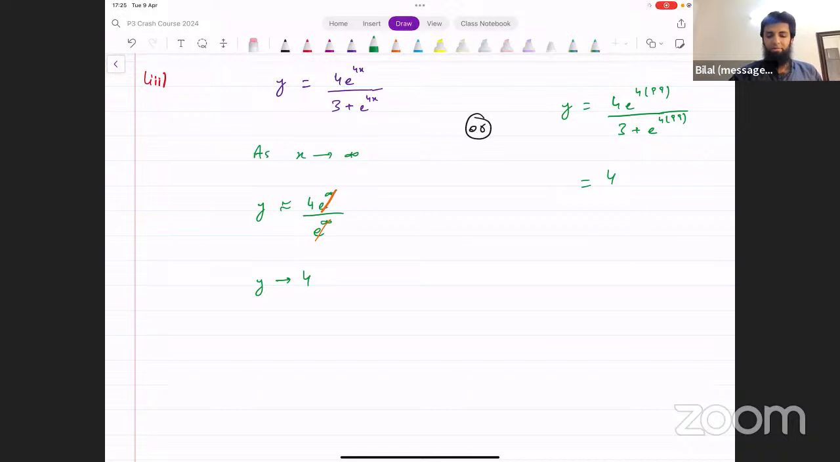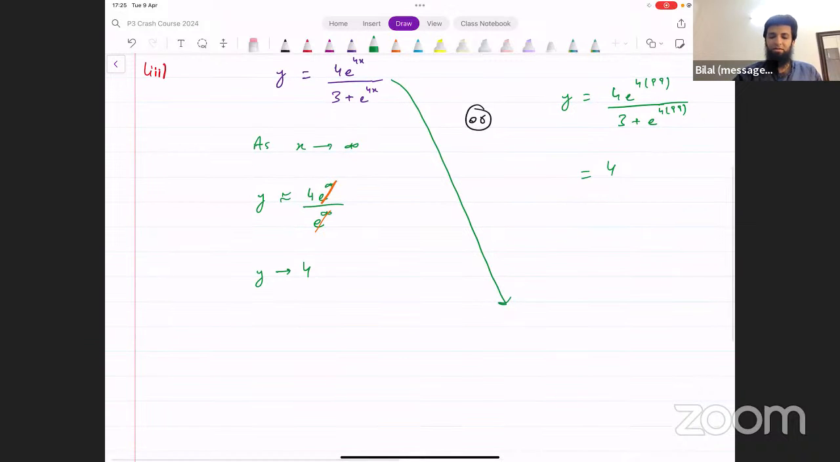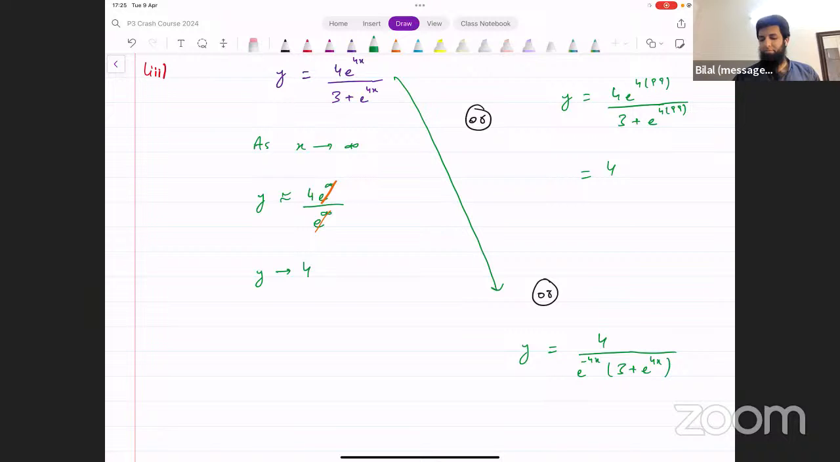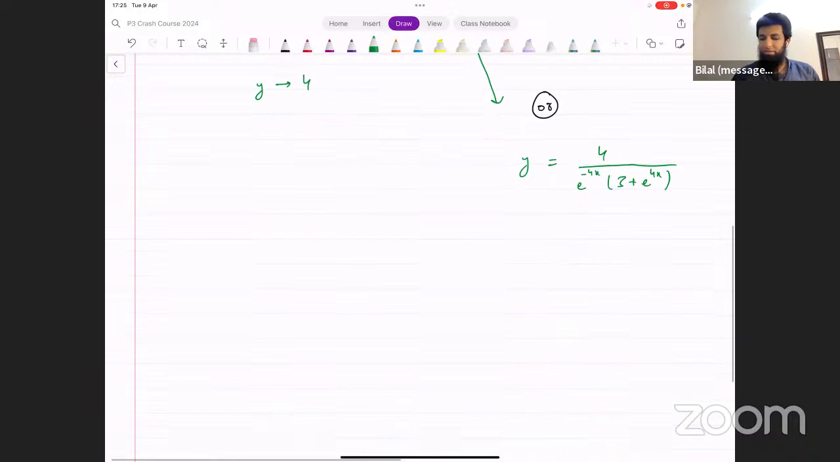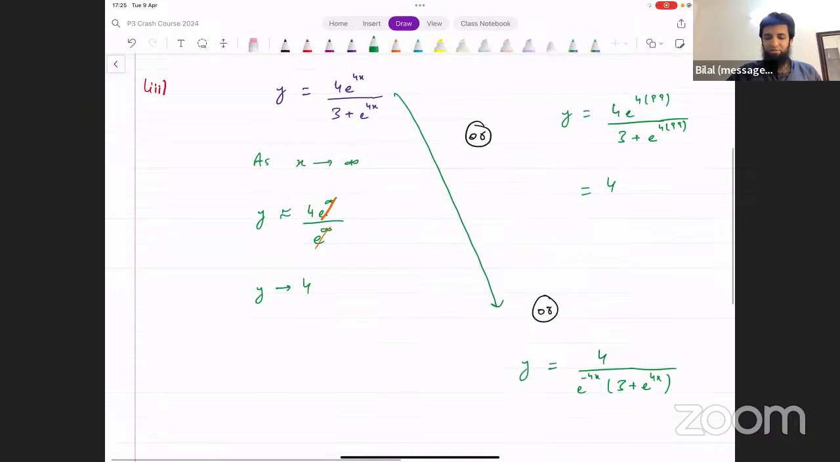Another way to think about this could be, now that's harder to think of, but it makes it easier to just understand the function logically. You could write this function like this as well. You could take this e raised to the power 4x to the denominator and write it like this: y equals 4 over e raised to the power minus 4x into 3 plus e raised to the power 4x. So you take e raised to the power 4x to the denominator, and it becomes e raised to the power minus 4x.